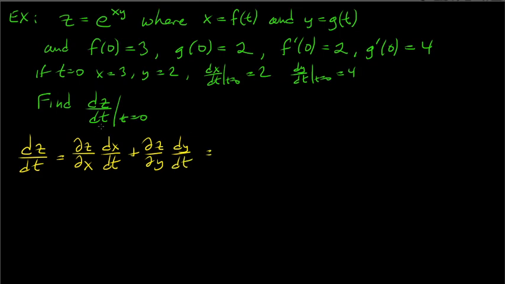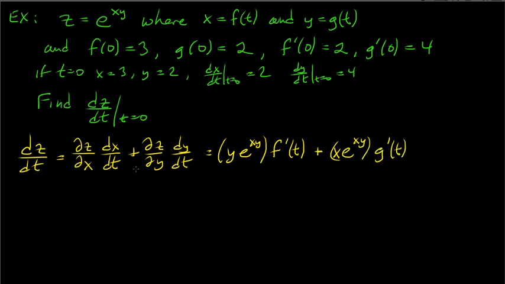All right. So the partial of z with respect to x, that's going to be y e to the xy. And then the derivative of x with respect to t, well, that's just f prime of t, right? Plus, the y partial of z is going to be x times e to the xy. And then the derivative of y is just g prime of t, right? So now we can plug in t equals 0.